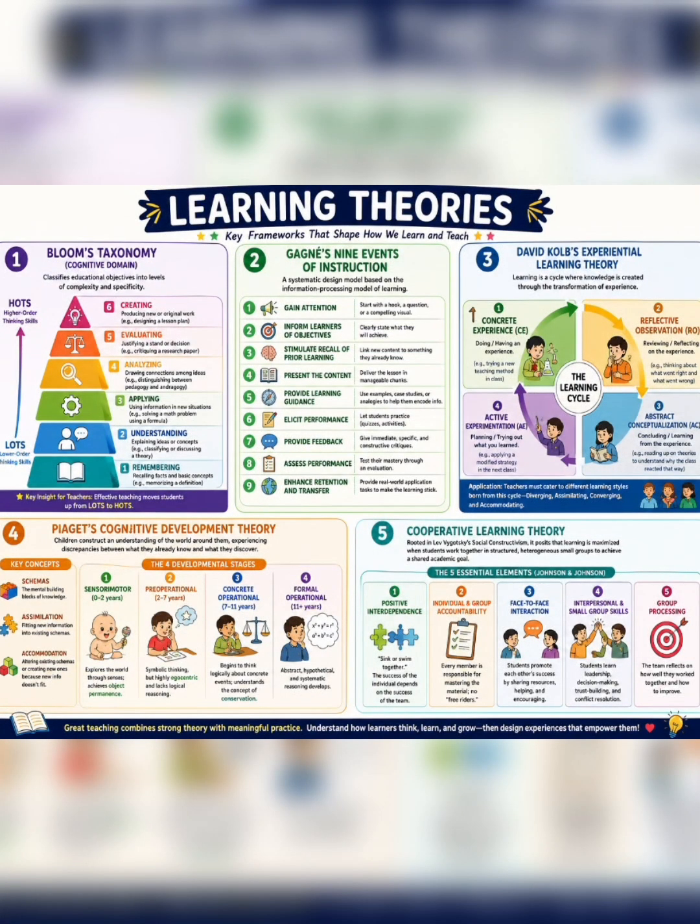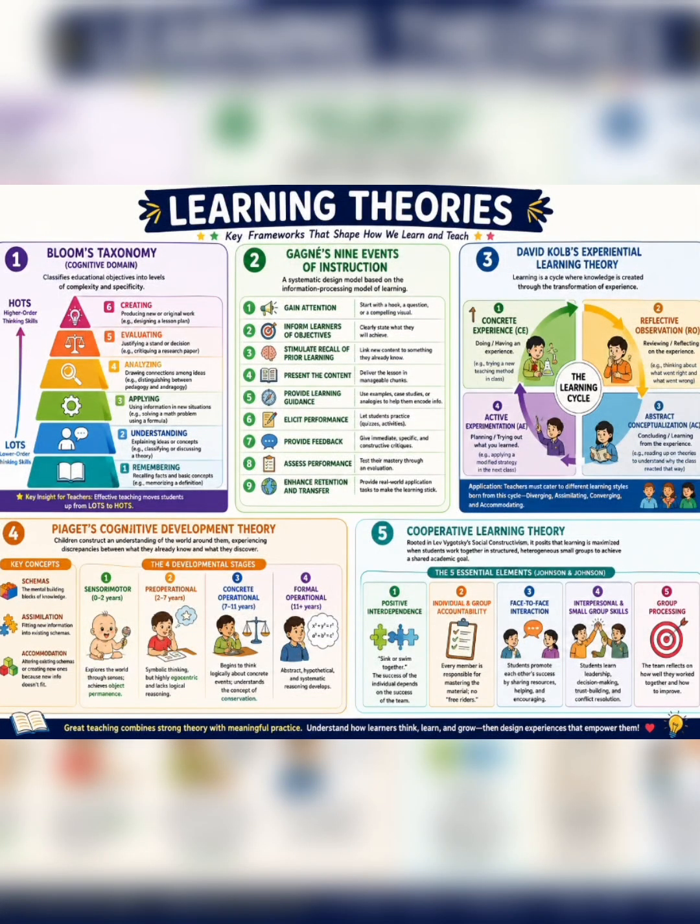Number 1, sensorimotor, which covers the age of 0 to 2. The child explores the world through senses and actions, slowly achieving object permanence. Number 2, pre-operational, that covers the age from 2 to 7. Symbolic thinking and language bloom, but reasoning is still highly egocentric and lacks logical consistency.